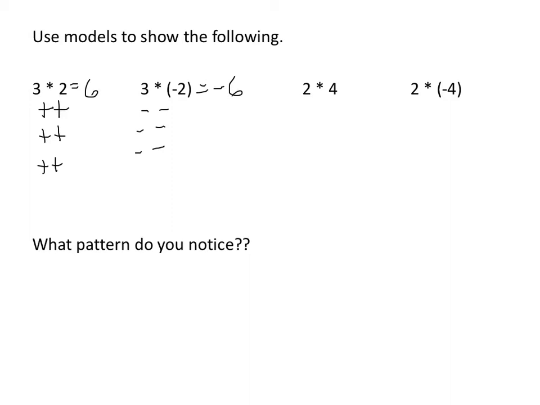See if you can try the next two on your own. So we have 2 times 4, so we have 8 positives, and here we have two groups of negative 4, or 8 negatives. So what pattern do you start to notice here?